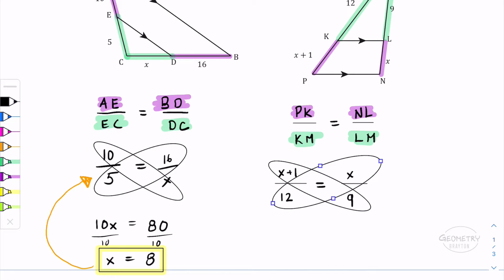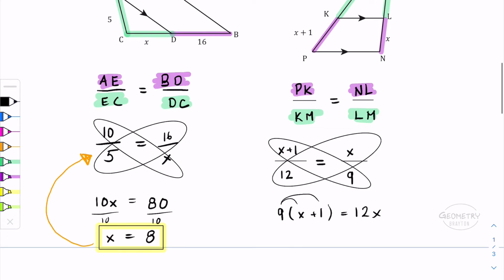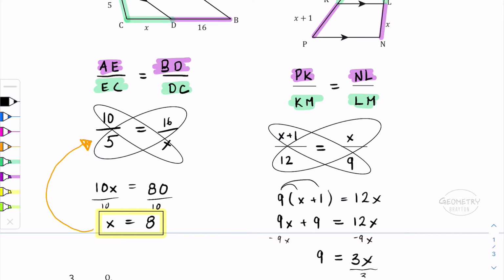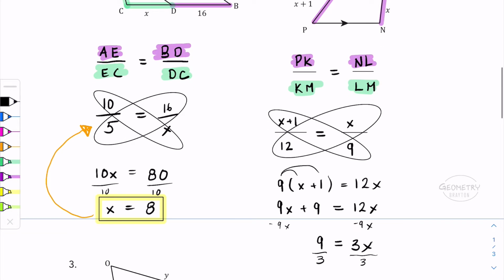When we use the cross product property, we have 9 times x plus 1 is equal to 12x. I'm going to distribute my value of 9, giving me 9x plus 9 is equal to 12x. I am going to subtract 9x from both sides. 9 is equal to 3x. And I'm going to divide both sides by 3. X is equal to 3.